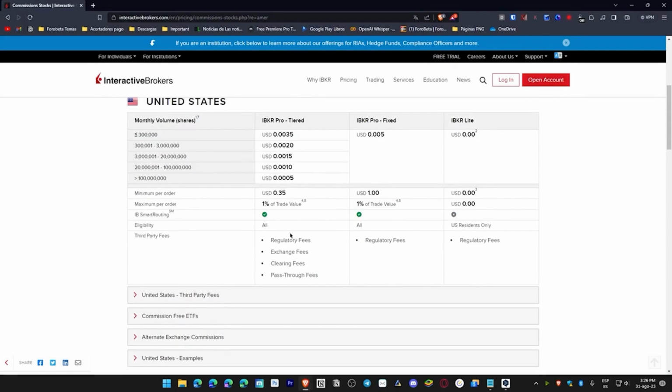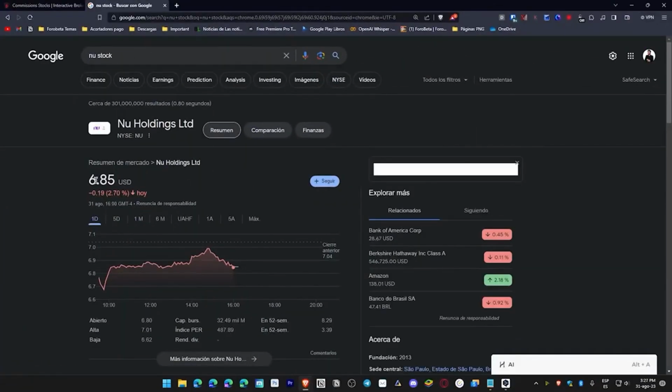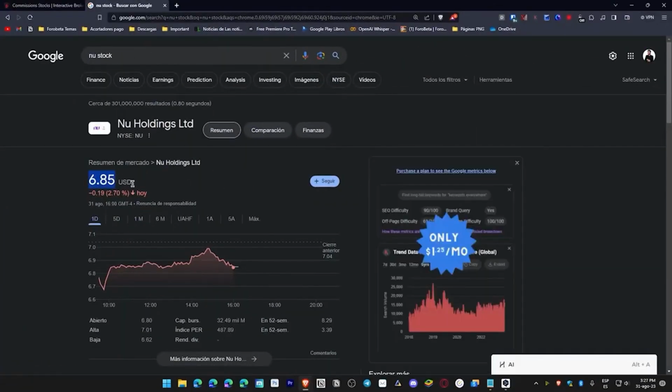First, we absolutely need to keep in mind the most important thing of all, which is the minimum per order and the maximum per order. This is crucial because thanks to this we'll be able to figure out precisely how much it will cost us to make a purchase or a sale. So let's start with the tiered system to understand exactly how it works, and we'll use a stock as a clear example. This stock will be NU, this one right here, which is currently at $6.85.